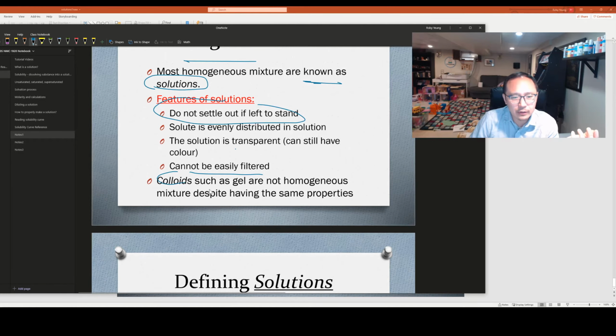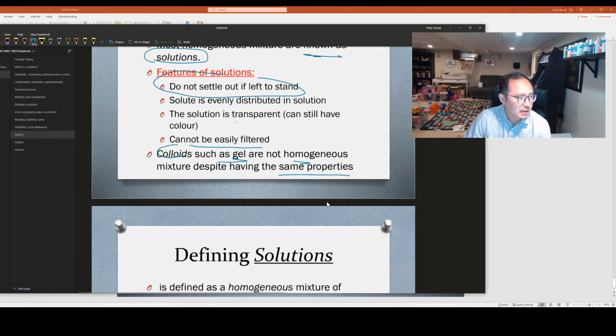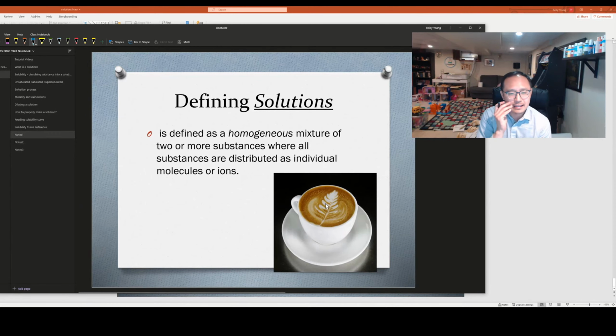The colloids are like gels. So if you have gels, they're not a homogeneous mixture, even though they seem to have similar properties. That's what I was trying to say. But that's your mixture. That's your theory. So when we define something that's a solution, right?